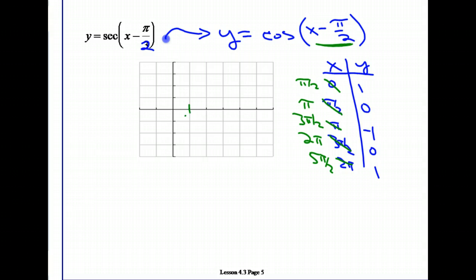So I'll label here, key points: pi halves, next one, pi, 3 pi halves, 2 pi, 5 pi halves. All right, it's a regular cosine graph. So over here, I think I'll choose my scale to be 1. Down here it'll be negative 1. And what does a cosine graph look like? Well, it starts at 1 to 0, then negative 1 to 0 to 1. And again, I'm going to use this as my guidelines. So I'm just going to sketch it.